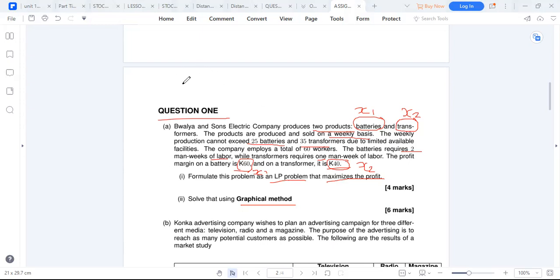So meaning that our objective function, we need to maximize Z, which is equal to the total profit made from the batteries, 60 X1, because X1 is representing the batteries, plus 40 X2. This is a linear programming problem. Subject to: the constraints. We're simply saying batteries cannot exceed 25, meaning that our X1 should be less or equal to 25, that is constraint 1. Then similarly, our X2 for the transformer should not exceed 35, from the question.